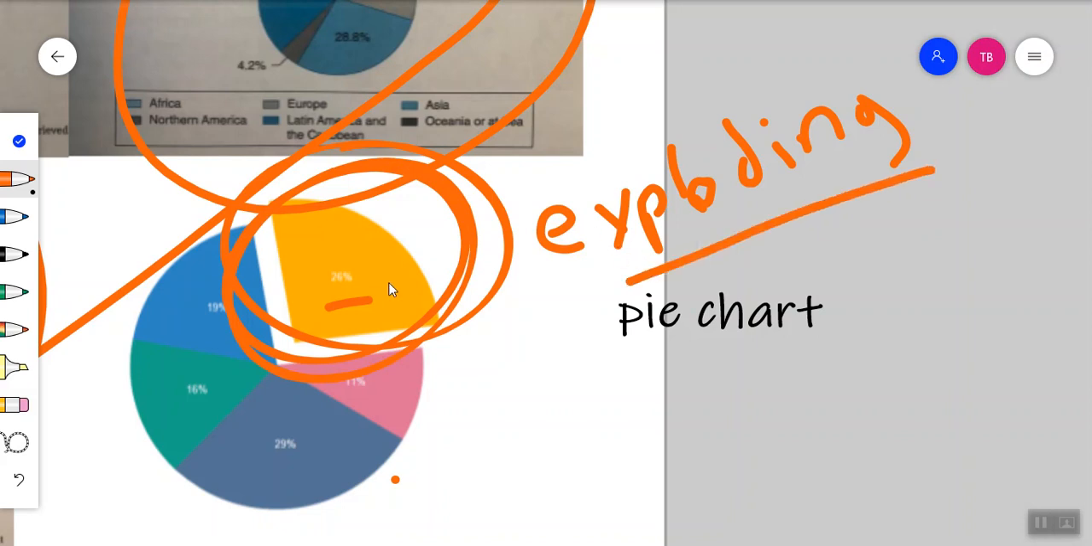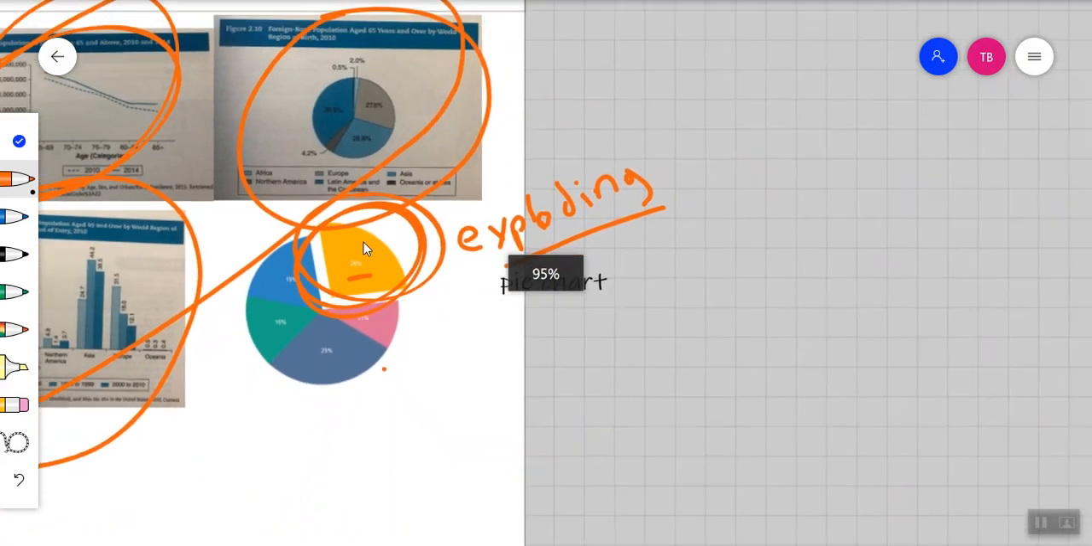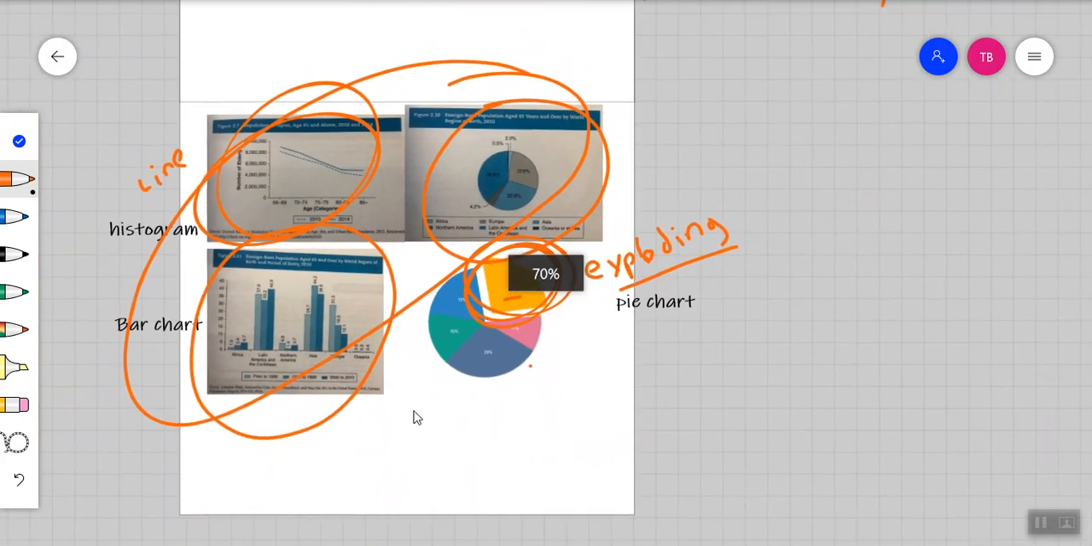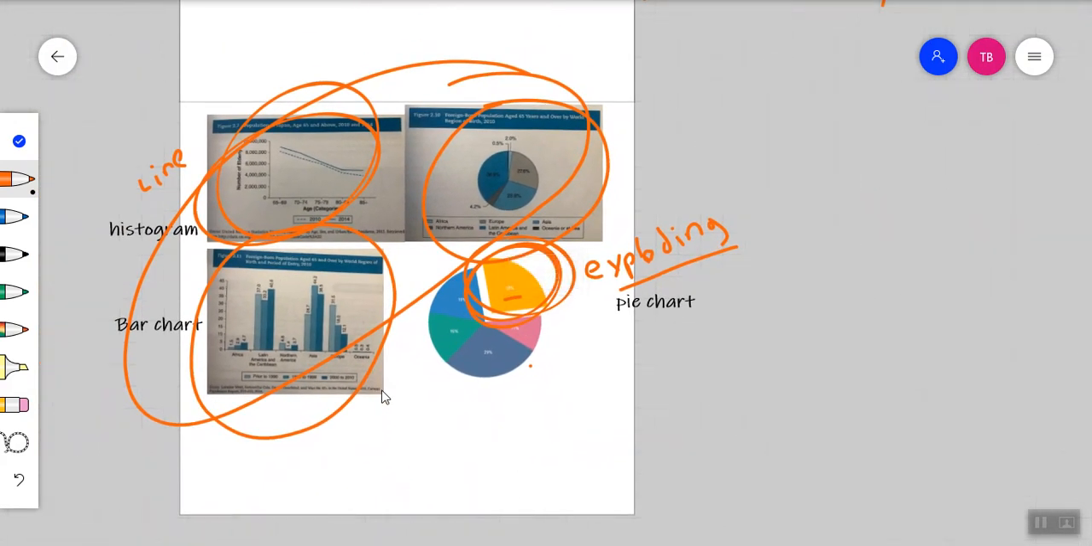And again, any one of these are not necessarily right or wrong, but some of these are better storytellers than others. So for instance, when we're going through stats, we're always trying to find the best way to get our point across, the best way to organize information, and the best way to tell the story that we want to tell.